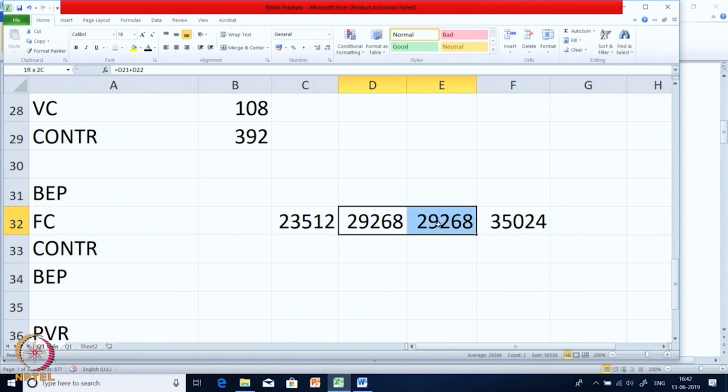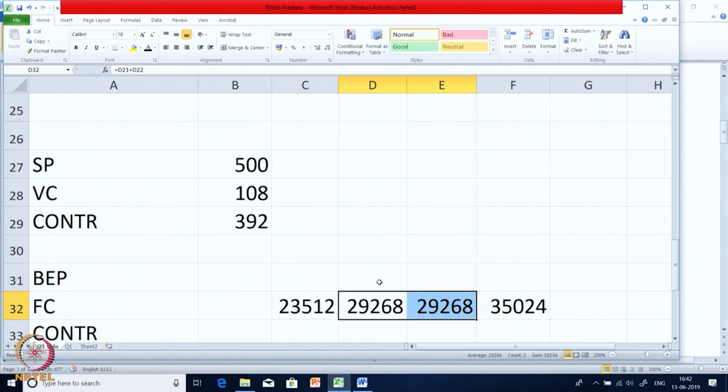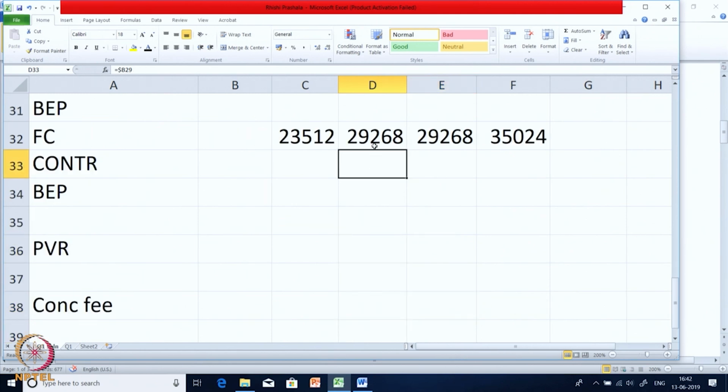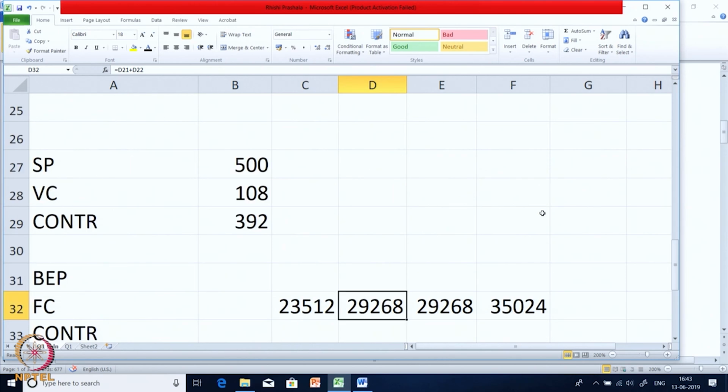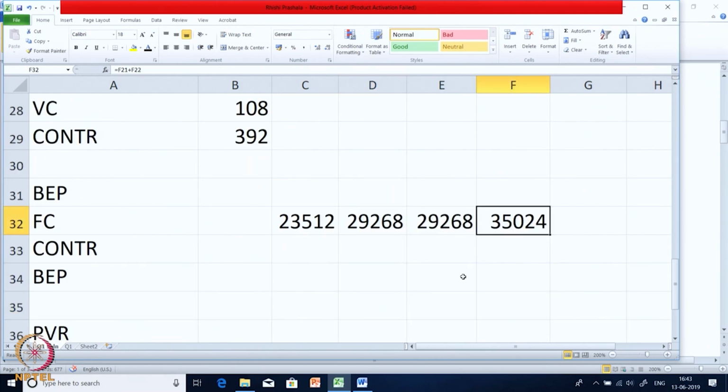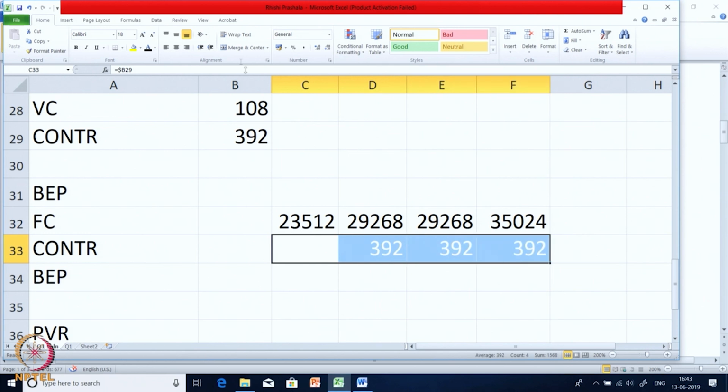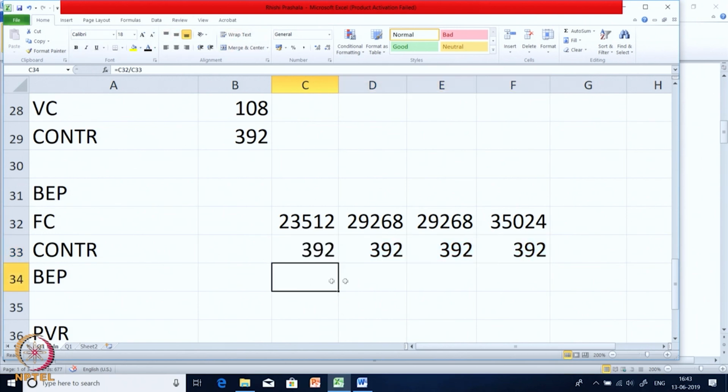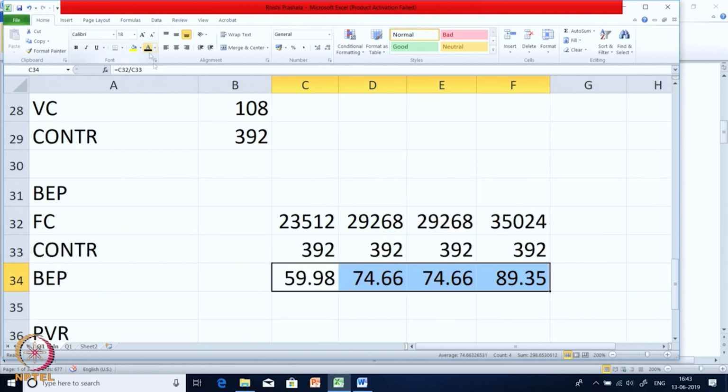When the number of students cross 50, you have to go for 2 buses; when number of students cross 100, that is you have to go for 3 buses. The fixed cost becomes 29,268 and when you go for 4 buses the fixed cost becomes 35,024. Contribution is unchanged at 392. So, you get multiple break even points. Are you getting me? Now, the break even points are 59, 74, 89. That is why there was a possibility of having 3 break evens.